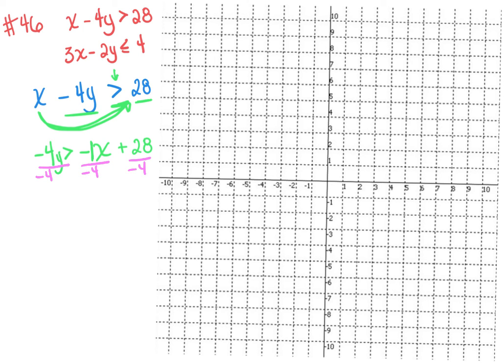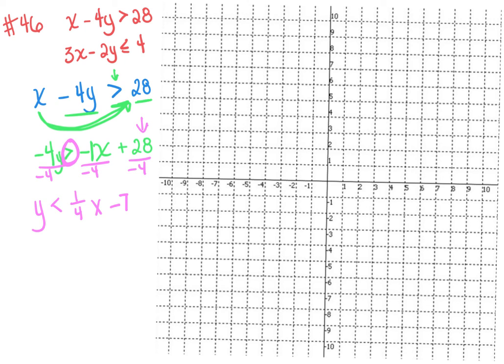So if we look at this one, the y is now by itself. I divided by a negative, so that's when you're going to flip that greater than, less than sign. So that's going to flip from greater than to less than. I have negative 1 over negative 4. That's positive 1/4. And here I have positive 28 divided by negative 4. So that gives me a negative 7. So we can actually graph this guy here, all right?